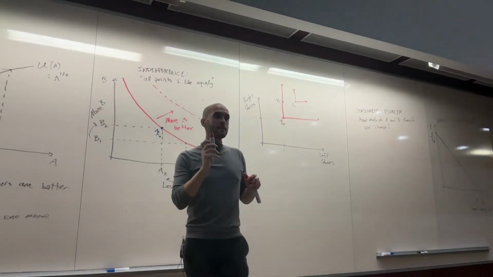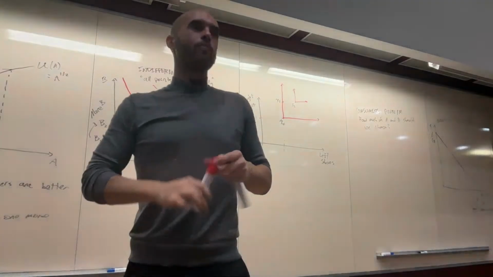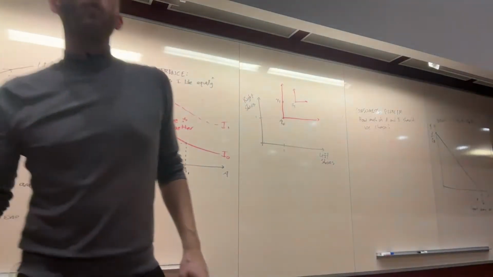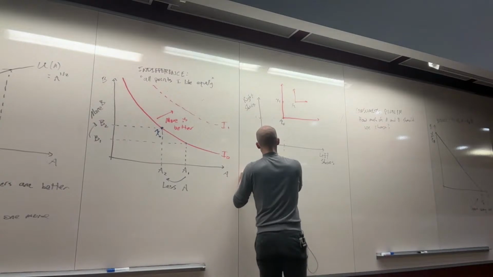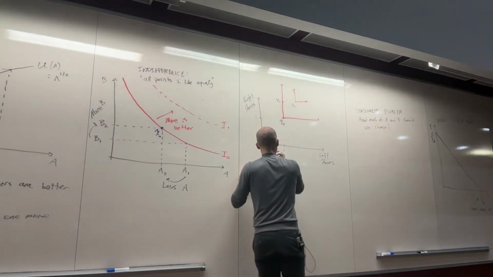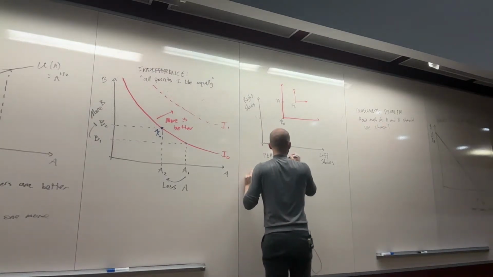Okay, so these right shoes and left shoes are what we call perfect complements. We need both of them. So this is what we call a perfect complement.